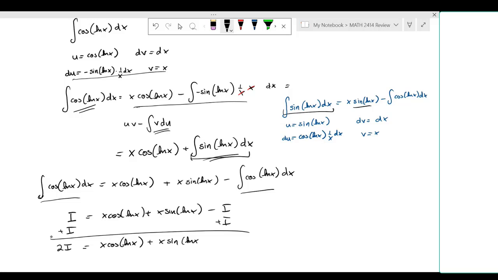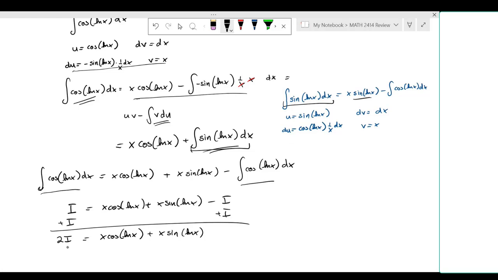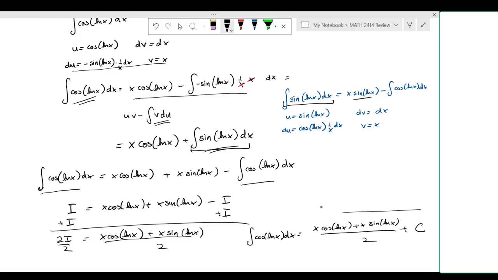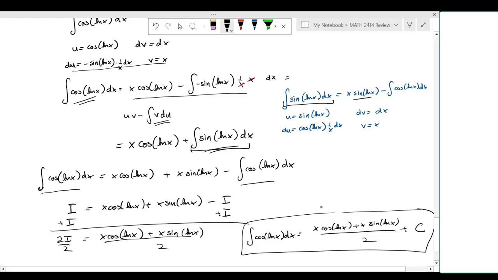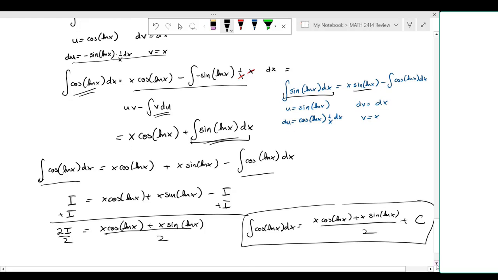And notice I'm leaving off the constant of integration until the end. Then after dividing by 2 on both sides, we get that our integral is this beautiful mess here, all divided by 2, and then you can add in our constant of integration. So that's an example of cyclic integration by parts.